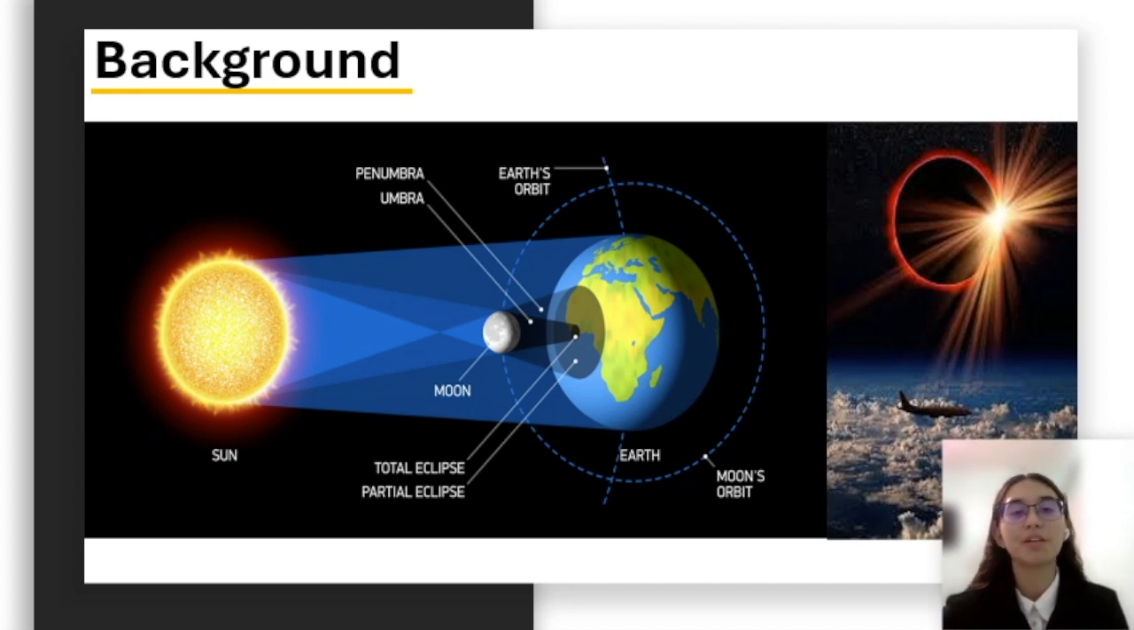On April 8, 2024, the United States had a solar eclipse in which all 50 states either experienced a partial or total eclipse. This eclipse was unique because the path of totality, where the moon completely covered the sun, stretched across several states from Texas to Maine.